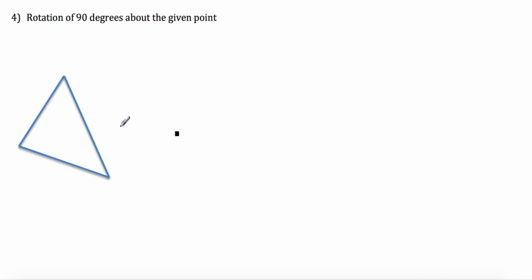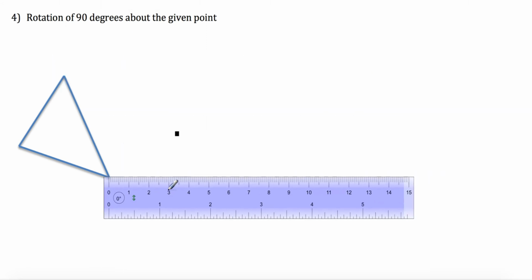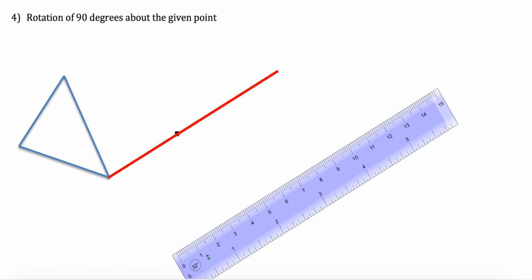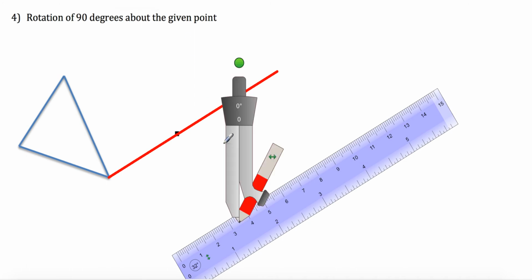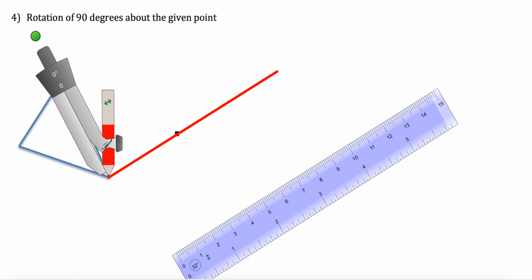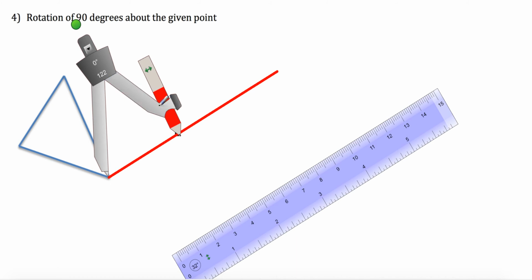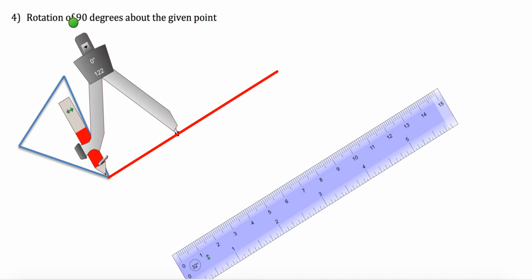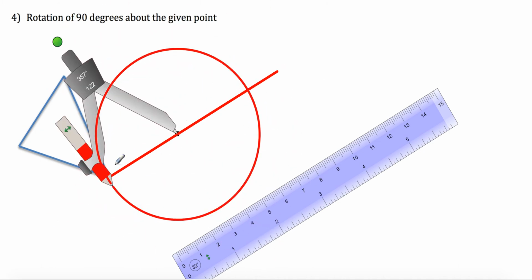Now we want to rotate this triangle about this point by 90 degrees. So what we're going to be doing is this. First, we're going to draw a line using a straight edge. Make sure it's long enough so that I can draw a circle around it. Open this one up. So actually what I can do is come over here, and that seems to be that I can draw the circle in this way.